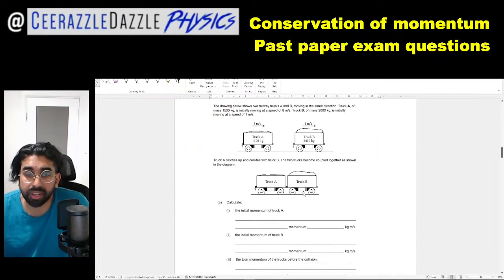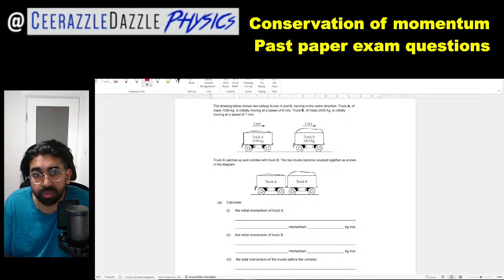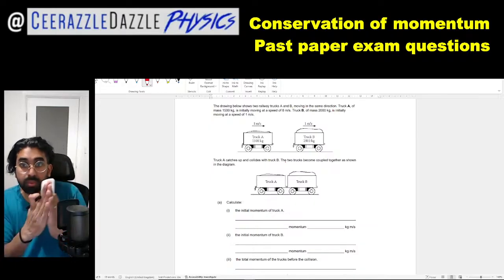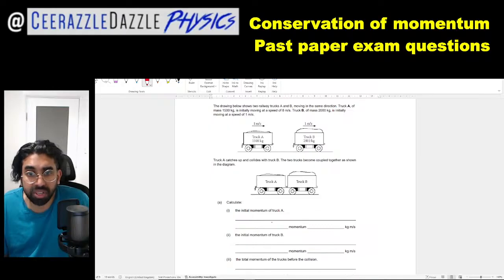Okay, so here's the next one. The drawing below shows 2 railway trucks A and B moving in the same direction. Truck A of mass 1,500 is initially moving at a speed of 8 meters per second. Truck B of mass 2,000 kilograms is initially moving at a speed of 1 meter per second. Truck A catches up and collides with truck B. They have now coupled together and stuck, and they've moved off. Calculate the initial momentum of truck A.